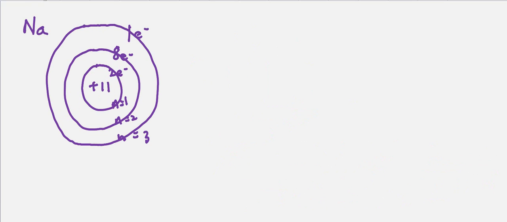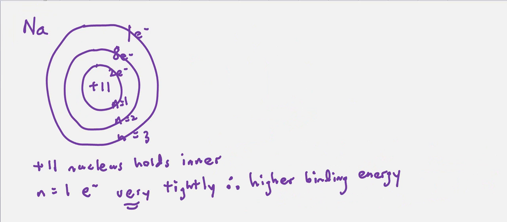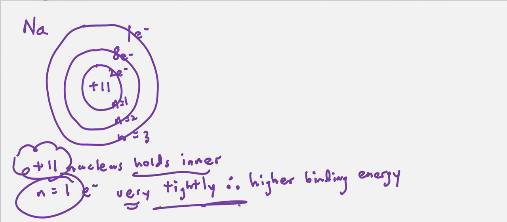Let's look at an atom with a few more electrons. Let's do one more example and use sodium. As we look at our sodium atom, let's first take note that we have a positive 11 nucleus. That positive 11 nucleus is going to hold those inner electrons at n equals 1 very tightly. So we're going to see a very high binding energy for the 2 electrons located at the first shell in our model.